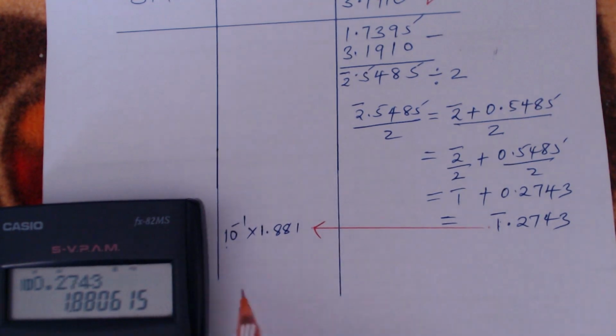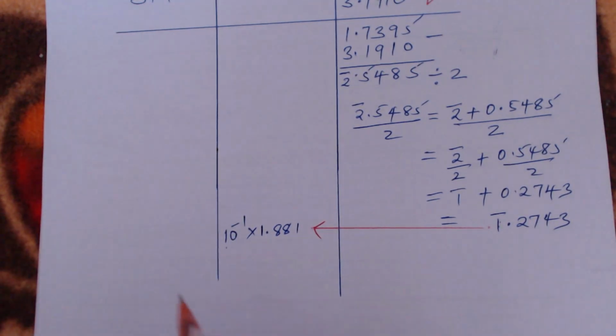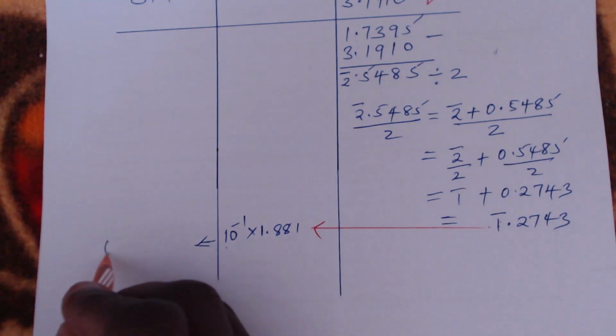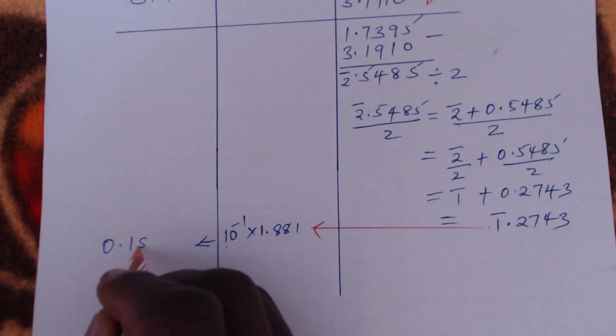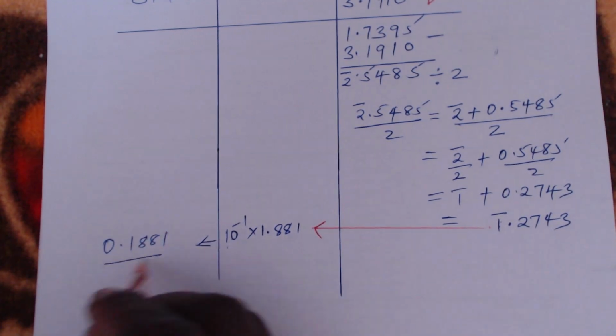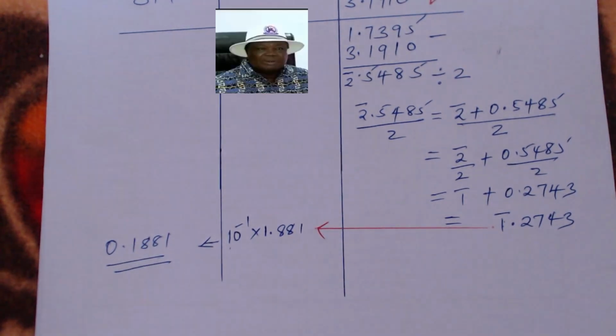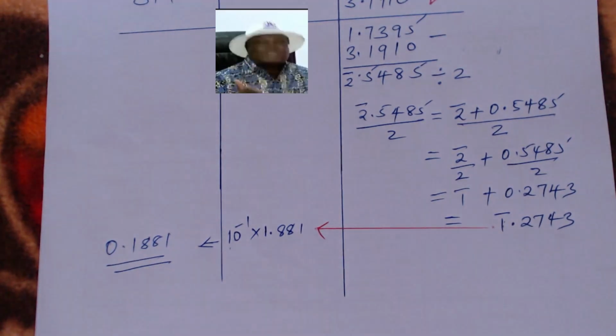That one gives you 1.881. We are writing everything correct to 4 significant figures. So this one will now be the solution. 10 raised to power negative 1 multiplied by 1.881. This will give 0.1881. That's the answer. That is how you're supposed to solve that question.